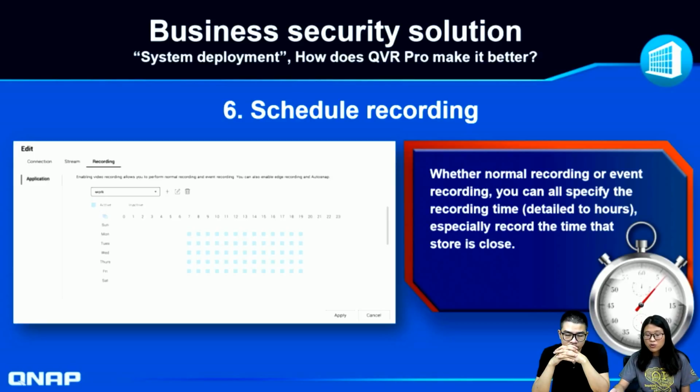So for schedule recording, which is quite important, if you want to secure your shop when it's closed, you can schedule the recording from 8 to 10. So it only records the time when you are not at the store. When something happens, you get the notification, and you can go and check the recording.